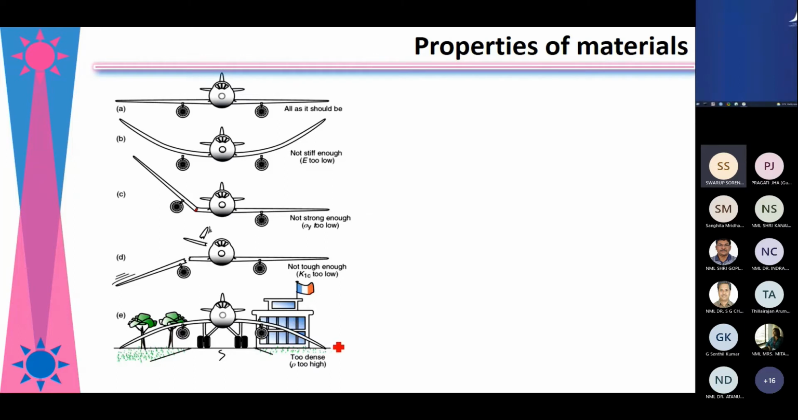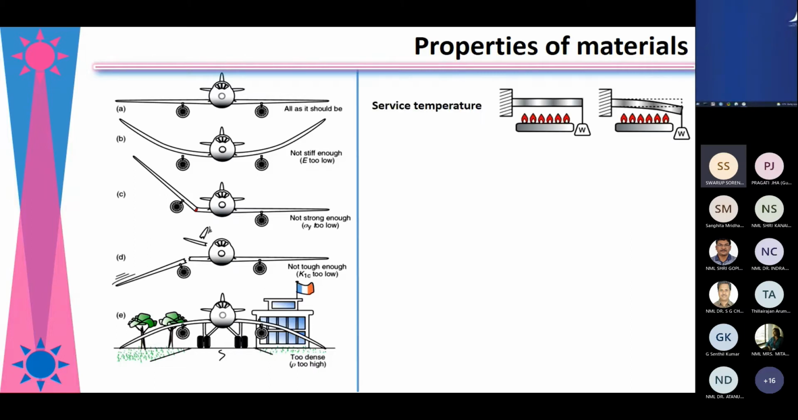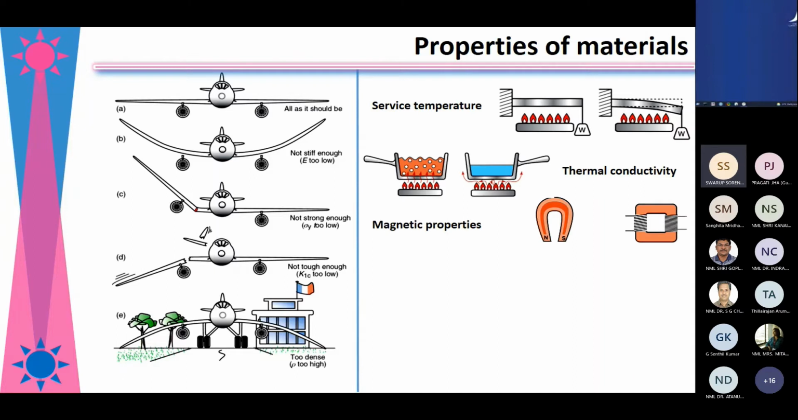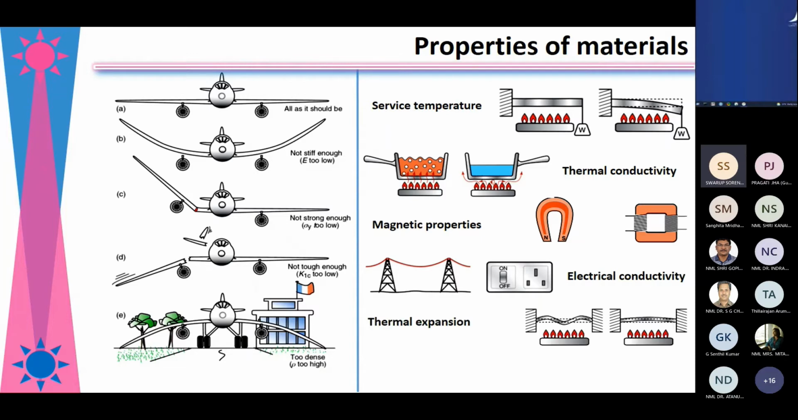So to have an aircraft standing in this position, we have to have the properties which are required for such an application. And then there are other properties like high temperature behavior, then thermal conductivity. You are able to see the pictorial views, and they are good enough to explain what it is for. Then magnetic properties, electrical conductivity of the material, thermal expansion properties, and light absorption properties.